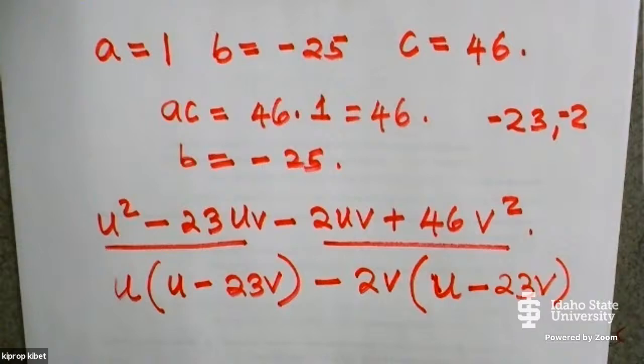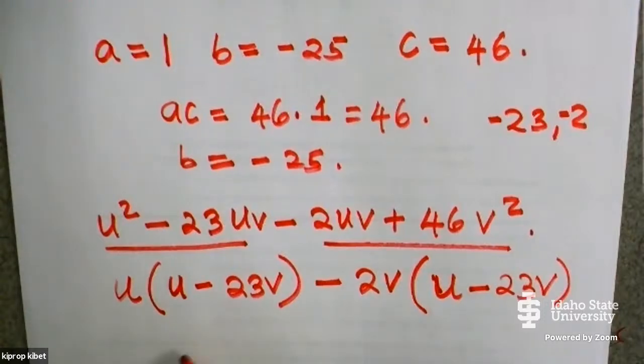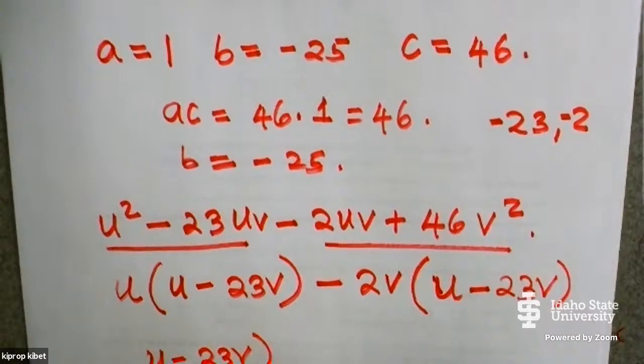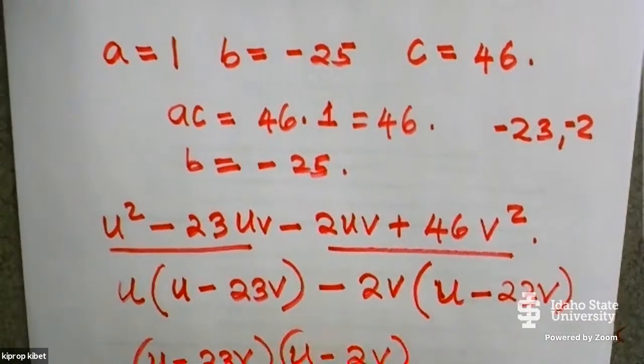Then again, we factor out the greatest common factor there. So the greatest common factor is what? U minus 23. And then what remains is u minus 2. And these are our factors. Those are our factors. Is that clear? Yes. Right.